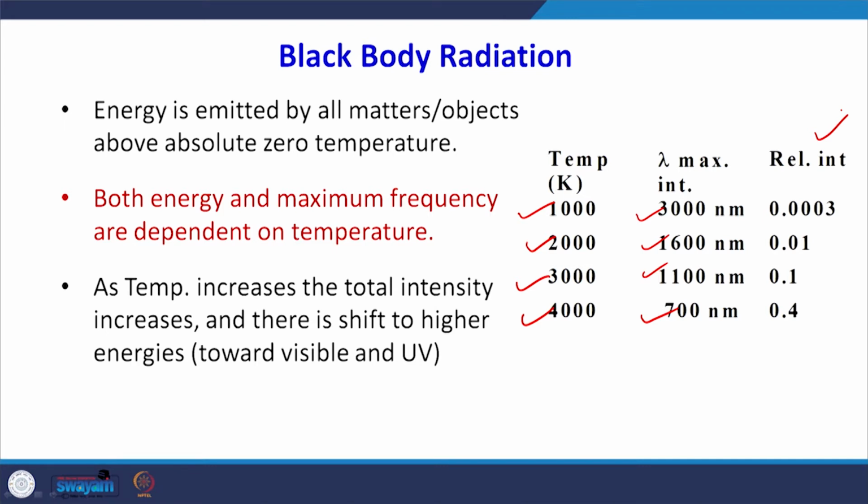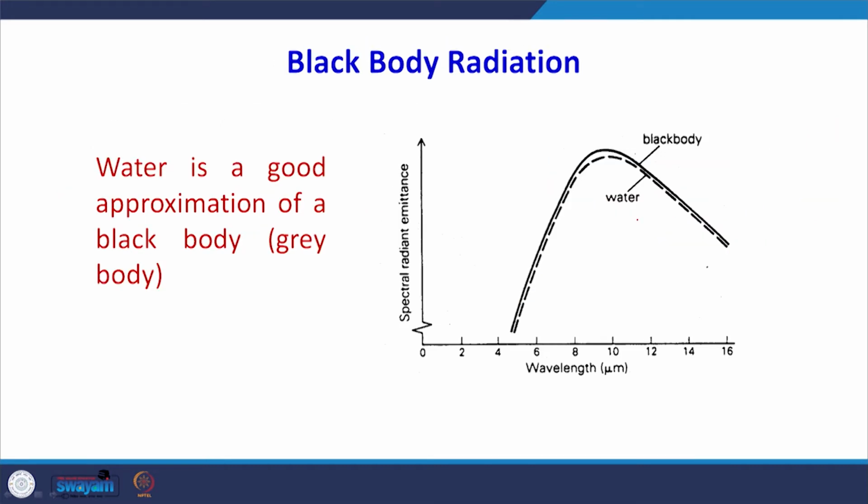As the temperature is increasing from 1000 to 4000, the total intensity has also increased. We have come to 0.4 from 0.0003, and it is shifting higher energy from the visible part to the ultraviolet part of the spectrum. That is what we have seen. So, this is the case which is going up like that, as far as the wavelength is concerned. So, there is a relationship between the three.